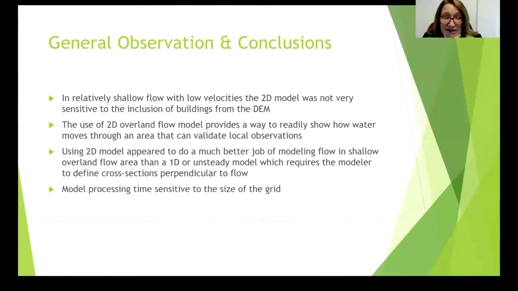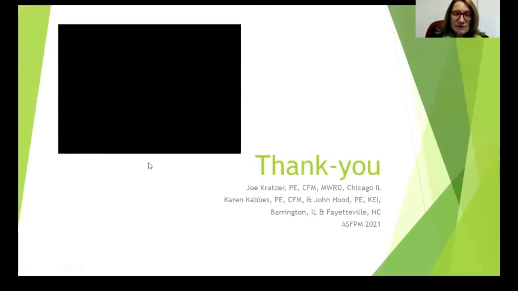What's nice too with having the 2D model is that if we do decide at some point that we need a 1D model or cross sections instead, we've got a pretty informed basis for deciding where to put those cross sections in the future. And then just the last point, the model processing time is, of course, very sensitive to the size of the grid. So I'd like to go ahead and end this and get ready to answer any questions.